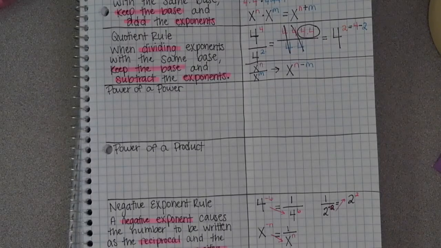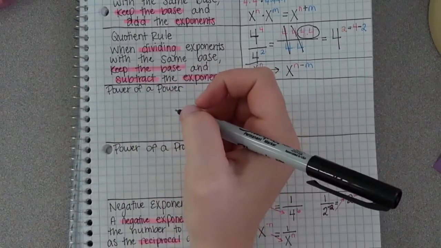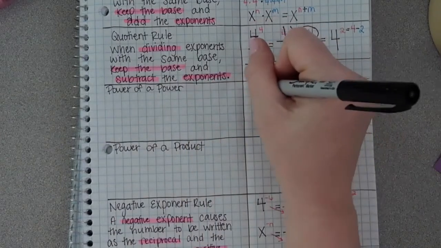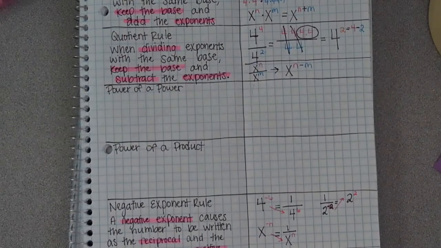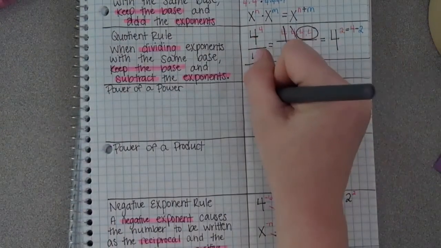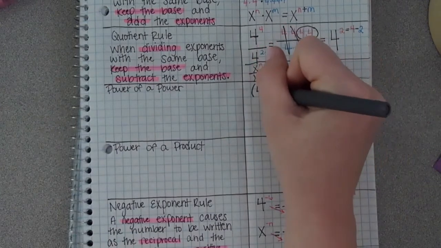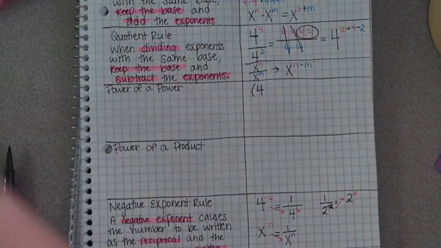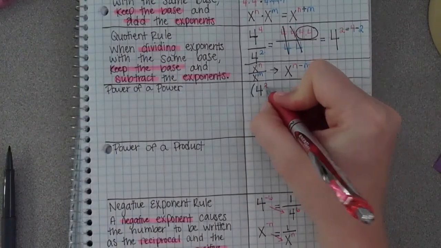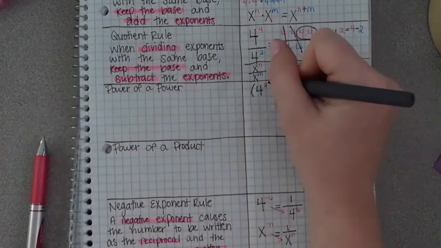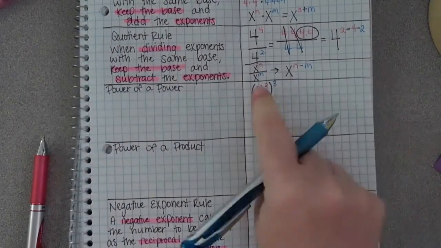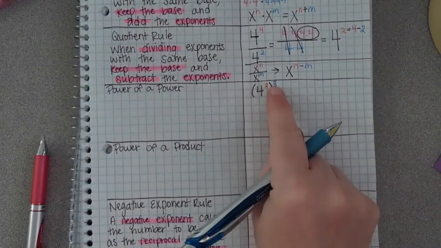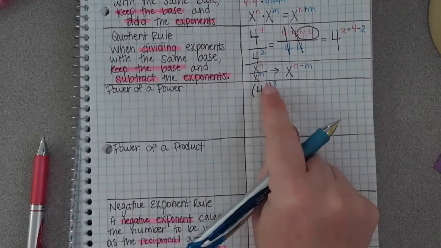Okay, so power of a power. That's when you have something that is 4 squared to the third. So notice you have something with a power and it's raised to another power or exponent.